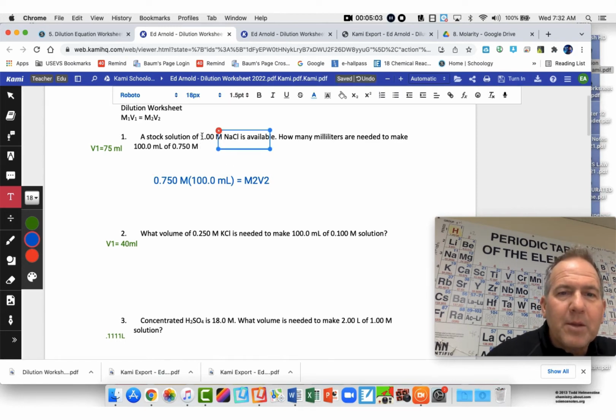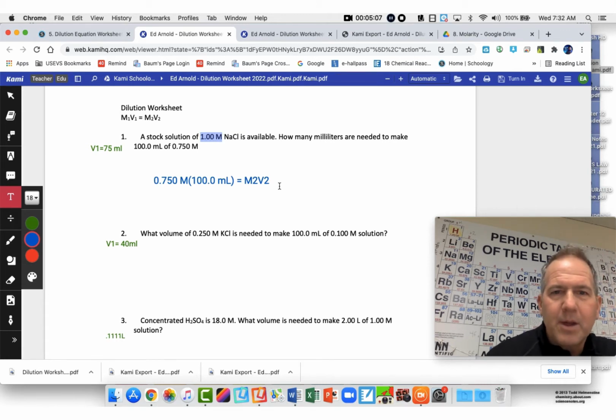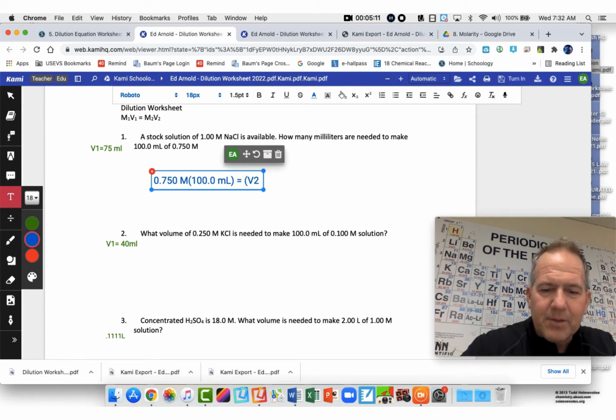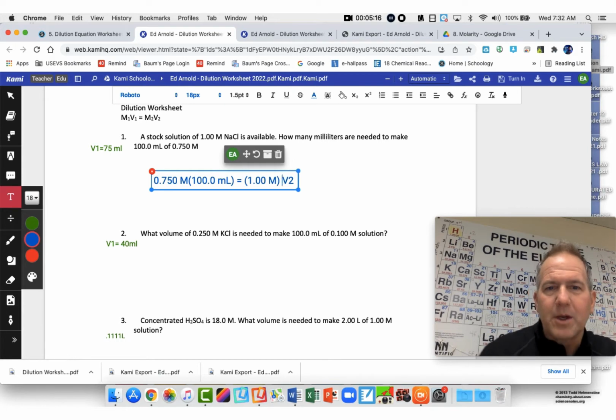I'm having a bad copy day. It's early. Copy, and I'm going to put that M right here. Okay, now parentheses if you want to make it look cooler. And there we go. And we're solving for V2.